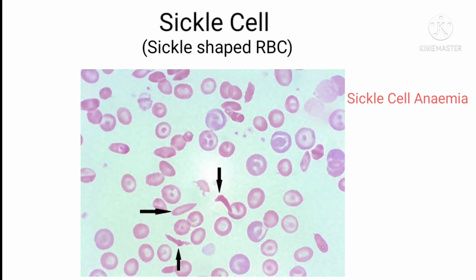The next one is sickle cell. When the RBC is thin, elongated and slightly curved, then the cell is known as a sickle cell. It is mostly seen in sickle cell disease. Sickling is induced in low oxygen state.